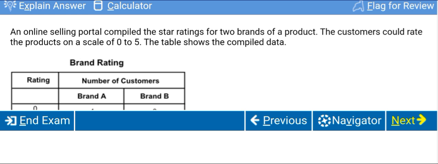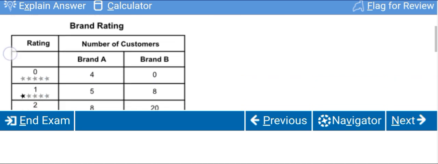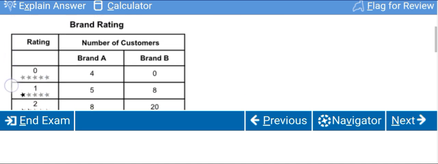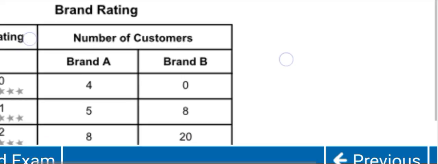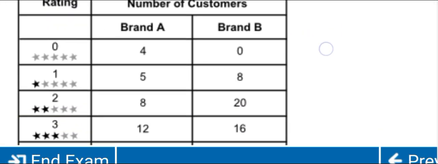Next question, question number 21, which says an online selling portal compiled the star ratings for 2 brands of a product. The customers could rate the products on a scale of 0 to 5. The table shows the compiled data. Here we have brand, rating and number of customers. Brand A, brand B.